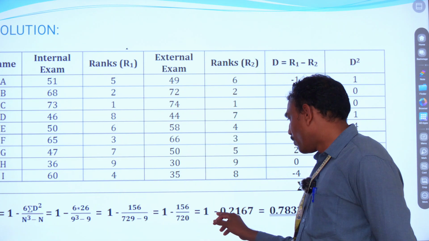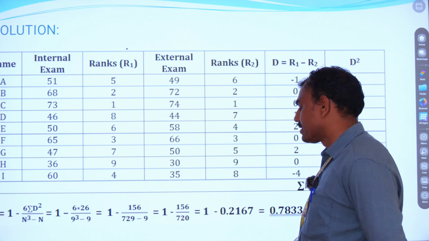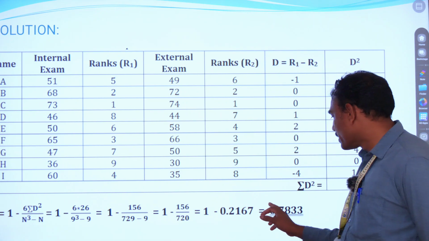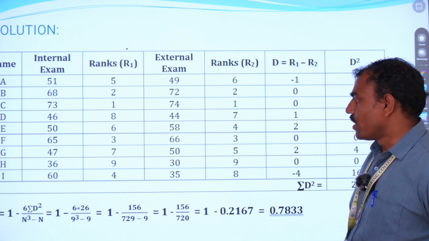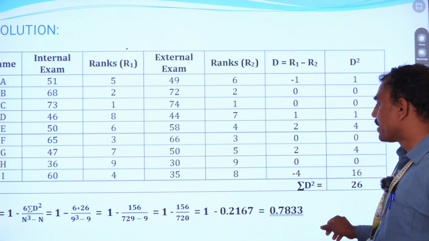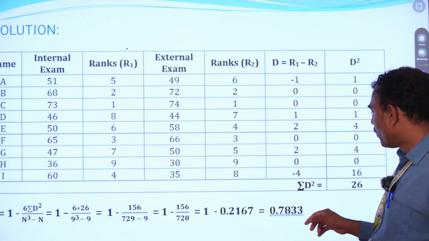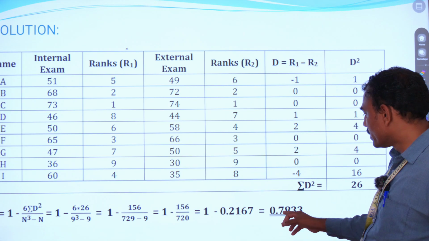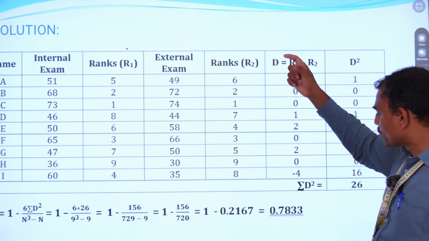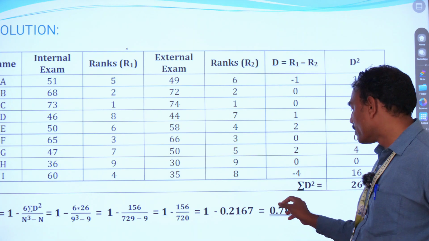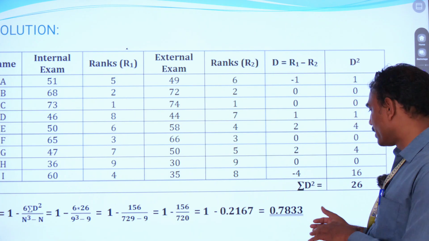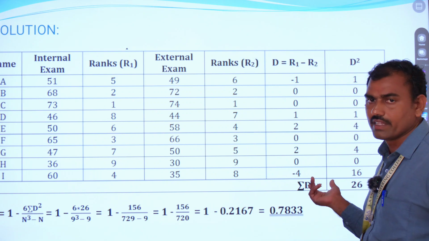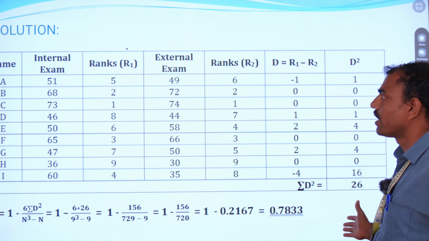So it is equal to 1 minus 0.2167, which is equal to 0.7833. So this is the correlation coefficient value, R equal to 0.7833. The range is between minus 1 and plus 1, and this value is close to 1. So 0.7833 is a positive correlation, with degree equal to 0.7833, and the direction is positive.